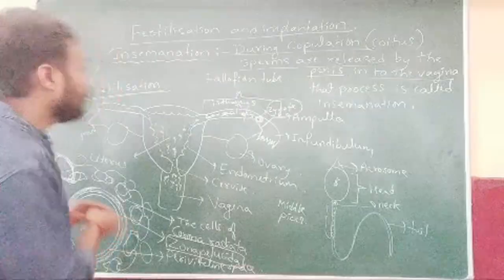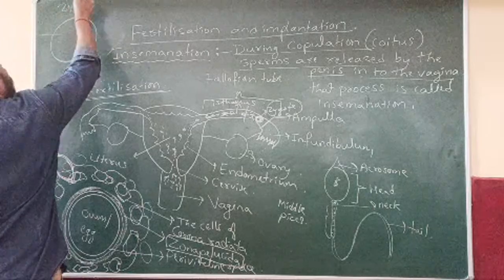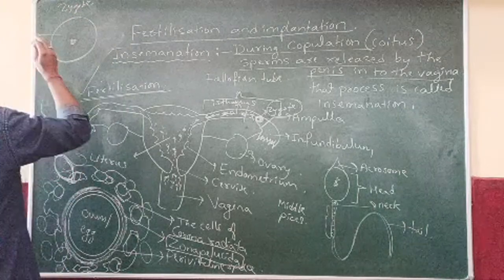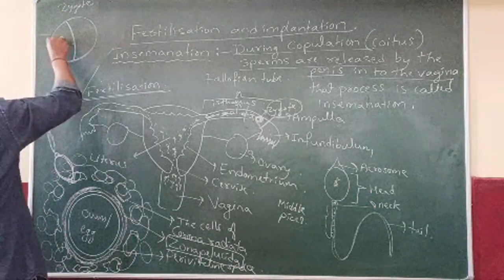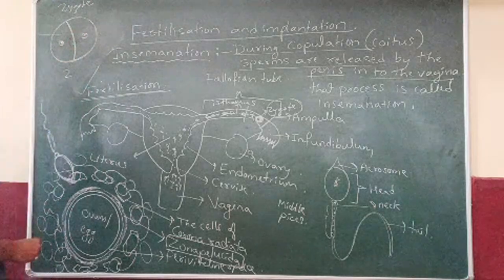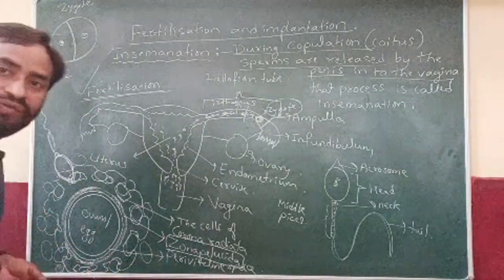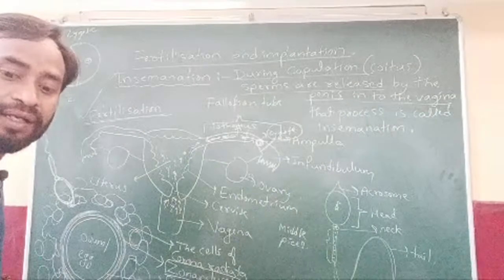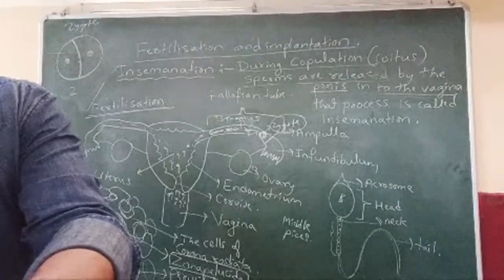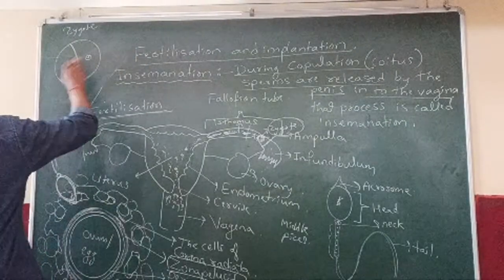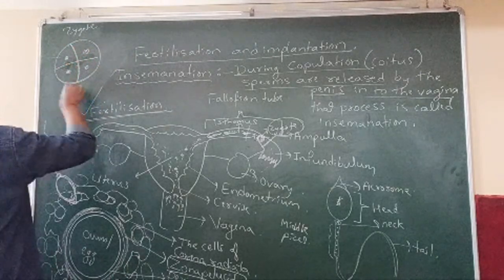First it undergoes the first mitotic division. This is the zygote, with one single nucleus. It is a single cell. Initially it undergoes the first mitotic division called cleavage, and it becomes two celled. After that this cell will undergo mitotic division again. It becomes four celled. These kinds of divisions are called cleavage.